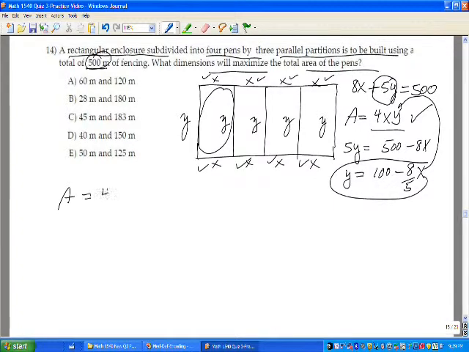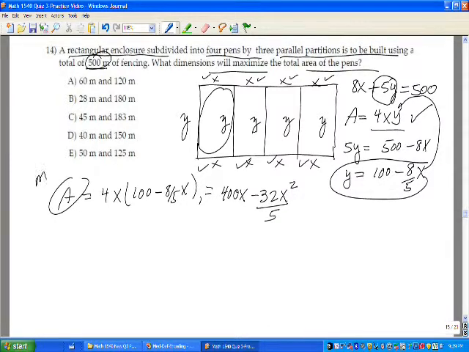Now I'm going to substitute this in the area equation, and then I will get A is equal to 4x times y, which is 100 minus 8/5 x. And this is equal to 400x minus 32x squared over 5.